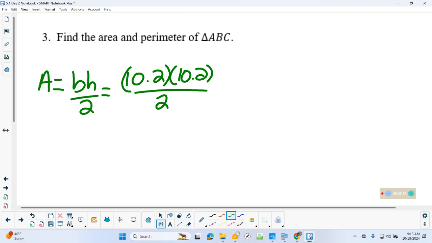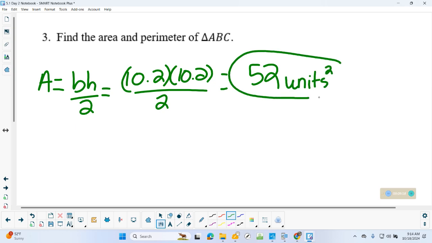So 52, I'm going to put a generic label on it because I can't help myself. It didn't say we're in centimeters, inches, or anything like that. So I'm just going to put the generic unit squared on here. Got it.